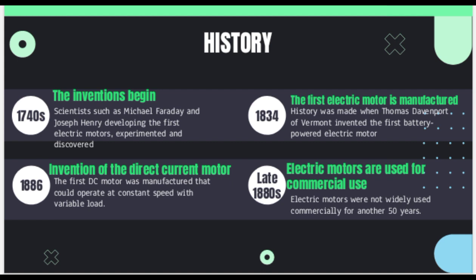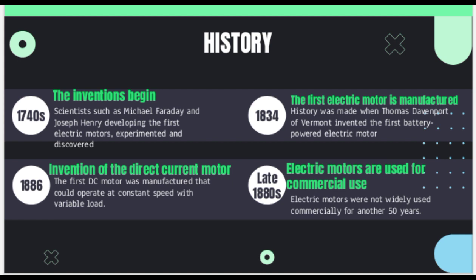Late 1880. Electric motors are used for commercial use. Electric motors were not widely used commercially for another 50 years. Before long, electric motors began to be used in industry, in factories, and in the home.